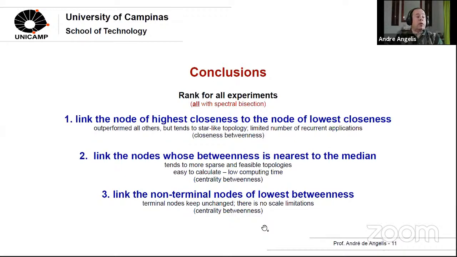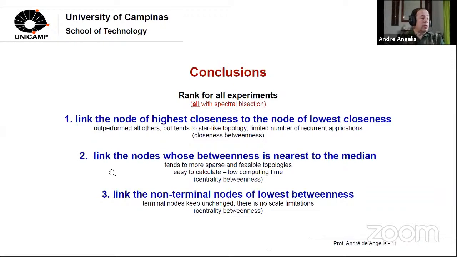Our conclusions. We ranked all the experiments, and all with the spectral bisection because the results are better. And the three main strategies. First, link the node with the highest closeness to the node of the lowest closeness. It outperformed all others, but tends to a star-like topology. Then we can apply it only a limited number of times. It's not a strategy that we could repeat and repeat. It is based on closeness centrality.